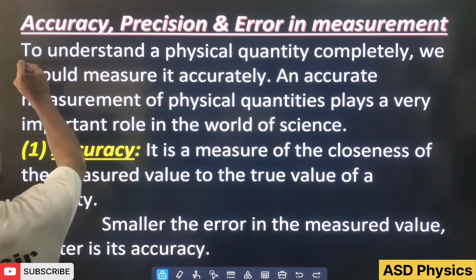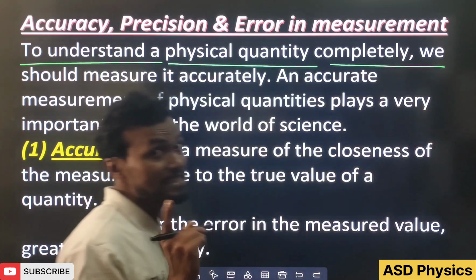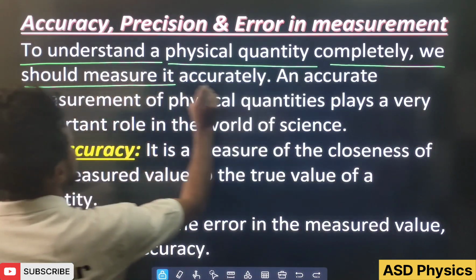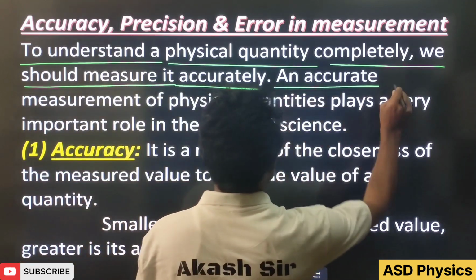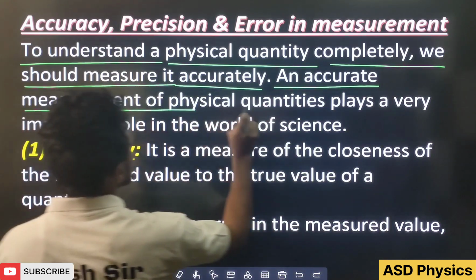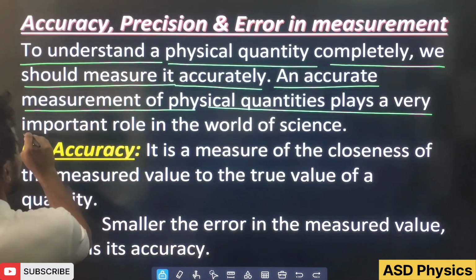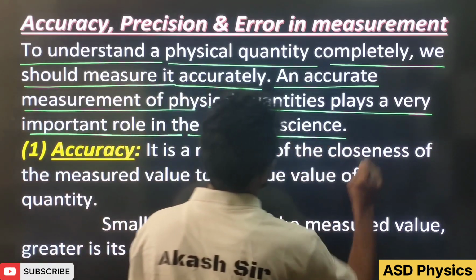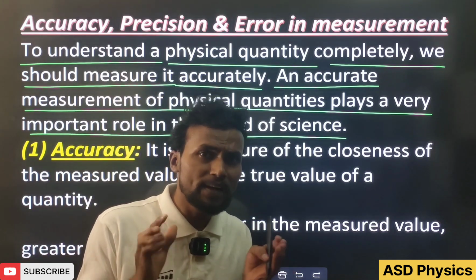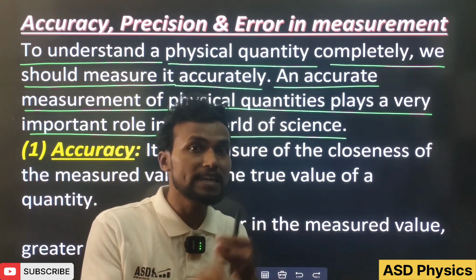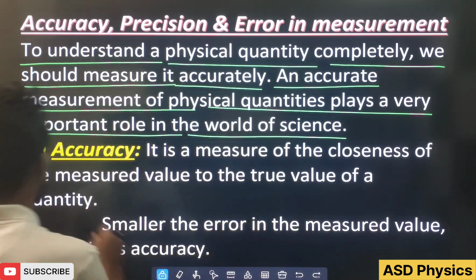To understand a physical quantity completely, we should measure it accurately, definitely. An accurate measurement of a physical quantity plays a very important role in the world of science. If we want to use it further, we should first measure it very properly. Measurement is very, very important. Great.